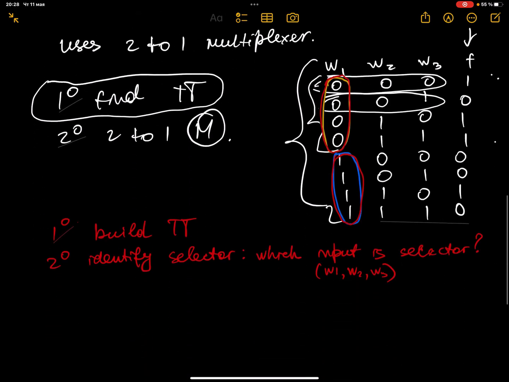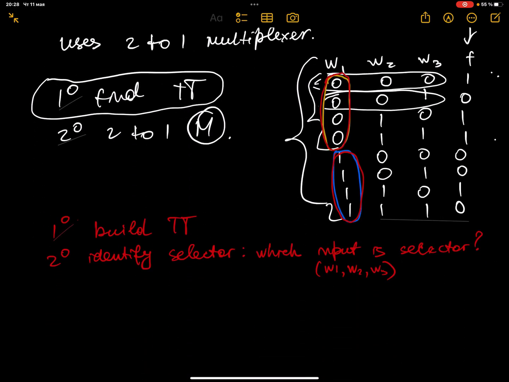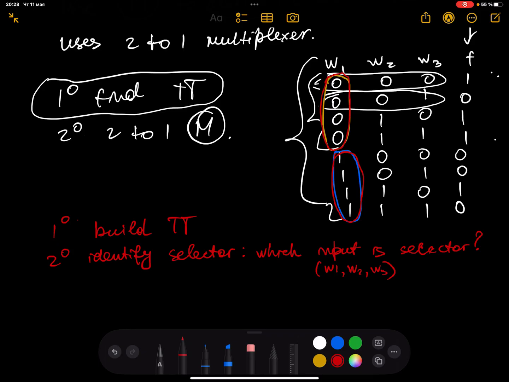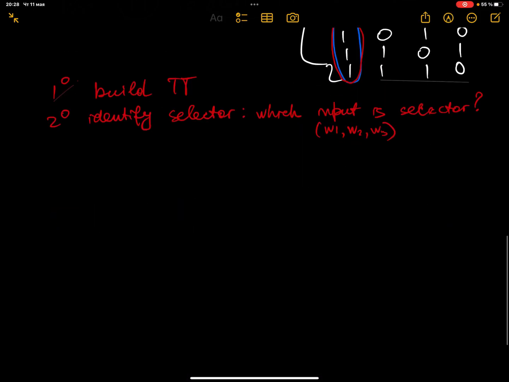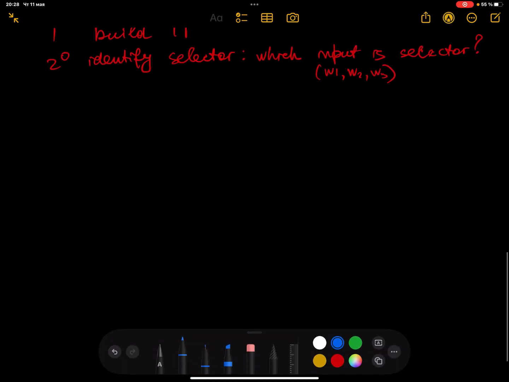So now what we're going to do is just draw the multiplexer. I'm going to draw the multiplexer here. It's going to be this one. So this is a multiplexer. Here we're going to specify the selector, which is W1, and here the output F.